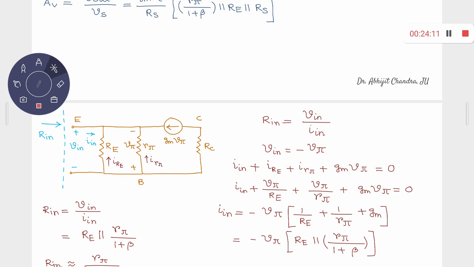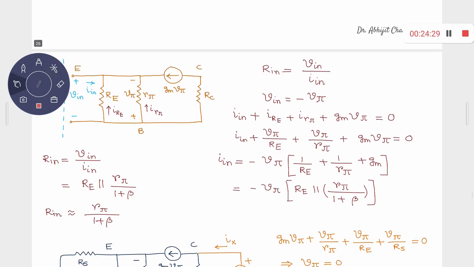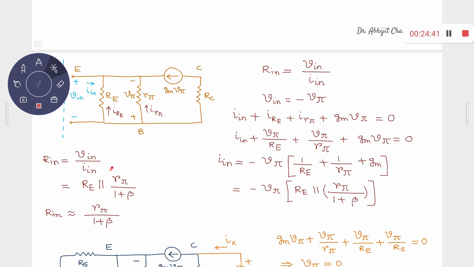And if you just substitute those values, then what you are getting is I in is coming out to be minus V pi times (1/RE parallel R pi/(1 plus beta)). If you just calculate this entire thing, and then what is your R in? We already know V in is equal to minus V pi, so this minus V pi is nothing but V in. So R in, that is V in upon I in, is coming out to be RE parallel R pi by (1 plus beta). And typically this is controlled by R pi upon 1 plus beta, because RE is typically large with respect to R pi upon 1 plus beta. So eventually the input resistance is governed by R pi upon 1 plus beta.